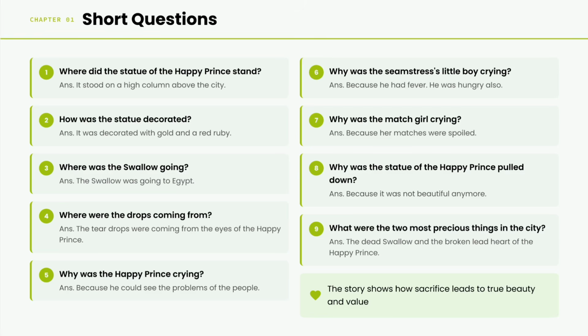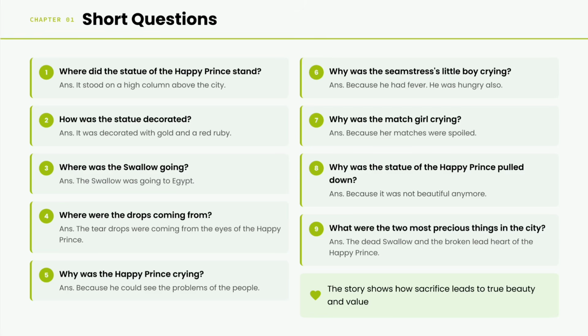Question 1. Where did the statue of the Happy Prince stand? Answer. It stood on a high column above the city. Question 2. How was the statue decorated? Answer. It was decorated with gold and a red ruby. Question 3. Where was the swallow going? Answer. The swallow was going to Egypt. Question 4. Where were the drops coming from? Answer. The teardrops were coming from the eyes of the Happy Prince.